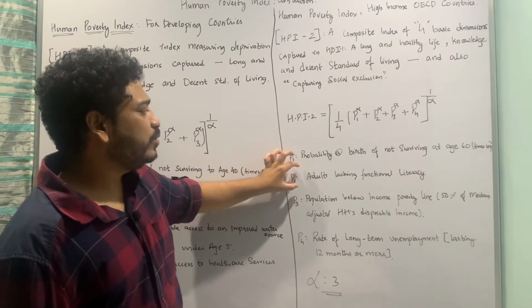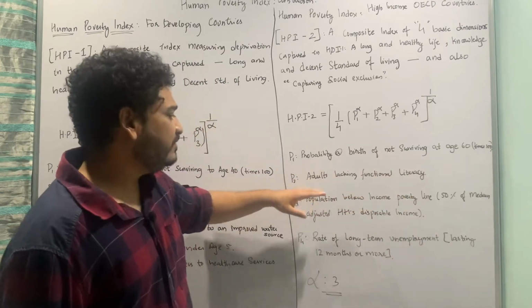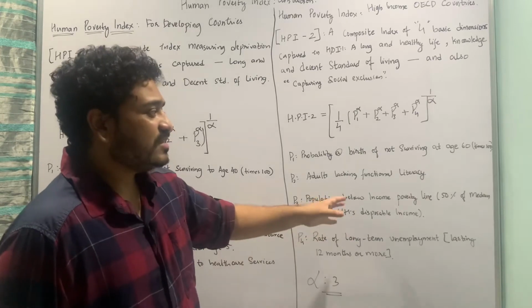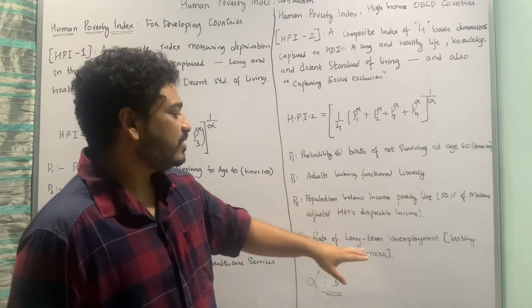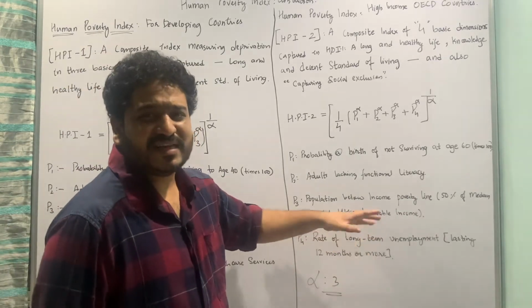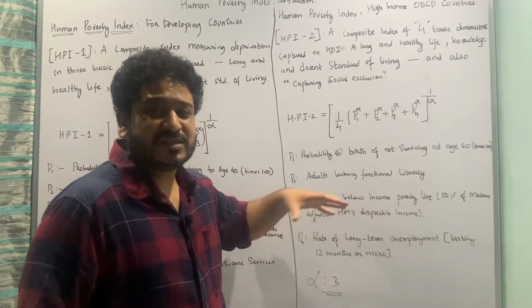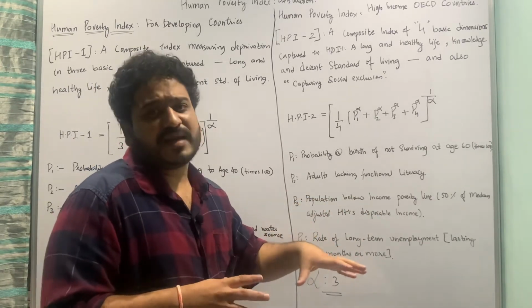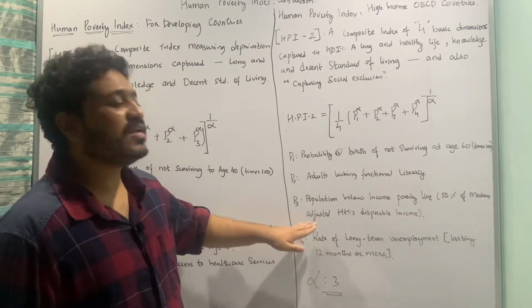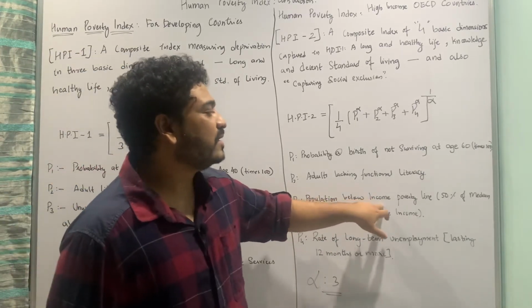Then we have P2, which is adults lacking functional literacy. Then we have P3, which is the population below the income poverty line. Under this, I am looking at 50% of the median adjusted household disposable income. Disposable income is the income which remains in the hands of the people after giving up the taxes. So it is your income minus the taxes, and that is the disposable income which is left with you. So I am looking at 50% of median adjusted household disposable income when I am looking at the population below the income poverty line.